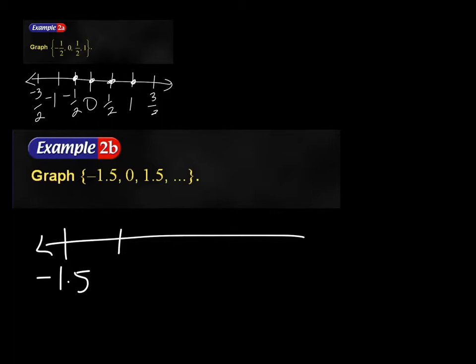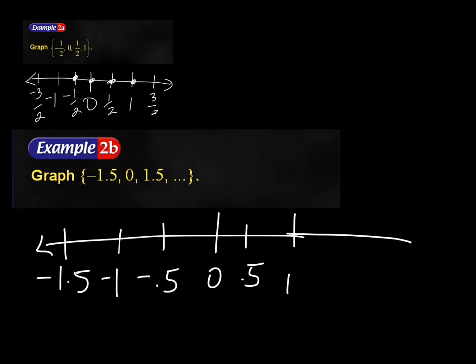Let's go -1, -0.5, 0, 0.5, 1, 1.5, and so on. So we're going to have points at -1.5, 0, 1.5, and so on. Okay, I like to draw my arrow above because the number line already had arrows on it, because the number line goes forever in both directions. So I want you to know that this arrow is just going to go to the right and keep going.